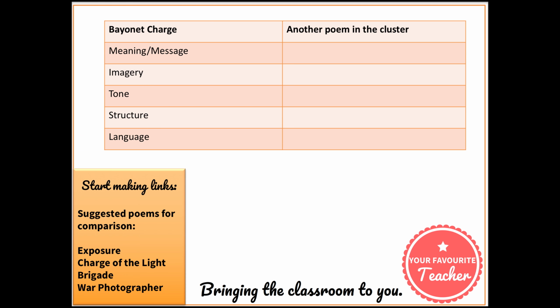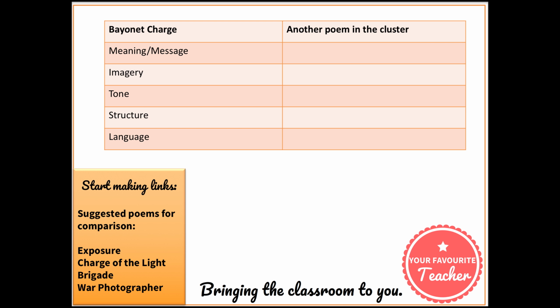Now, for Bayonet Charge, I want you to think about the meaning and the message. I've touched on this a little bit, but it's important that you try and come up with this yourself. I want you to look through and think about the main types of imagery that Hughes uses. Okay, so imagery is, of course, personification, metaphors, similes. Why are they used? How are they used?